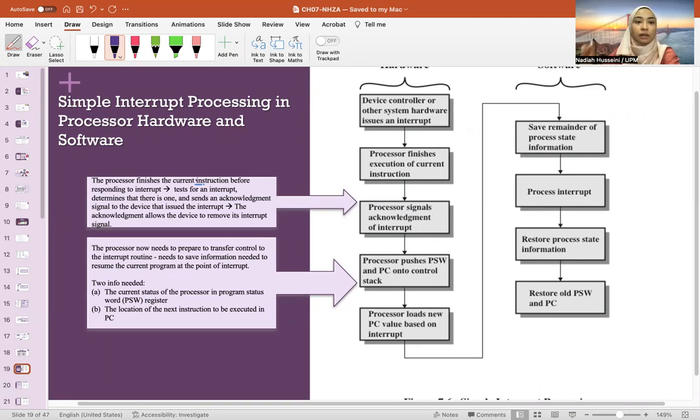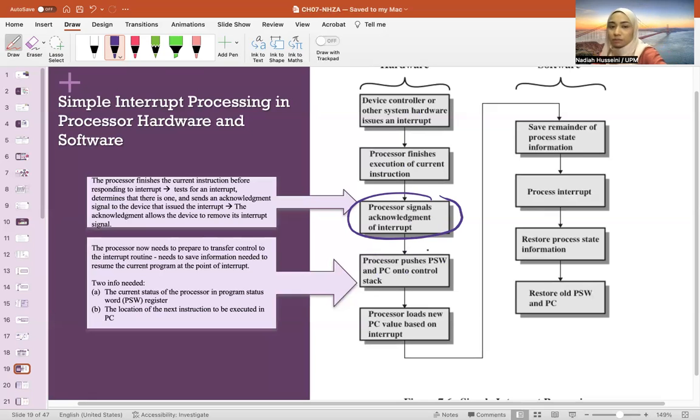If the interrupt is still there, the processor has to acknowledge, okay, so I know that you have an interrupt and I am acknowledging your interrupt. So now the I/O module can stop the interrupt trigger. The acknowledgement allows the device to remove its interrupt signal. Okay, so this is where it is happening. The device issues an interrupt, the processor finishes execution of the current instruction, the processor signals acknowledgement of the interrupt, therefore the device can remove its interrupt signal. And then the processor pushes the program status word and PC onto the control stack.